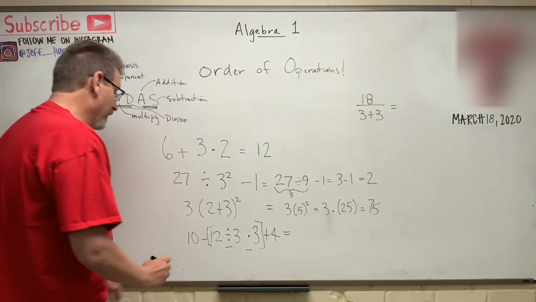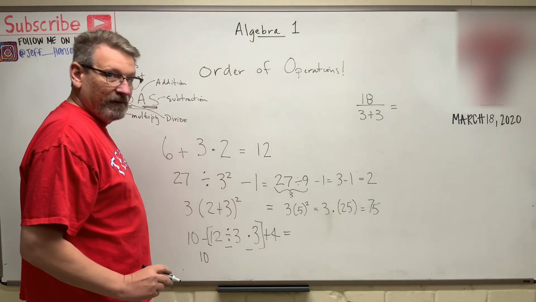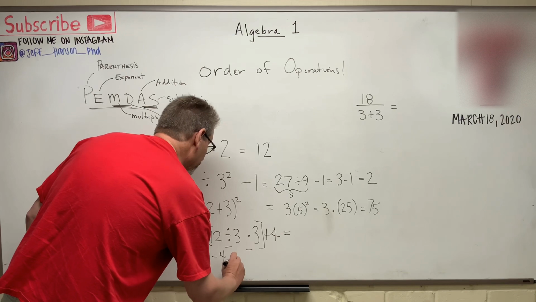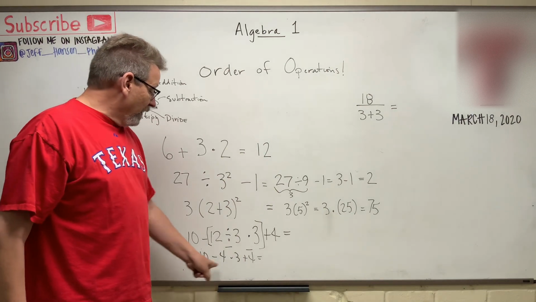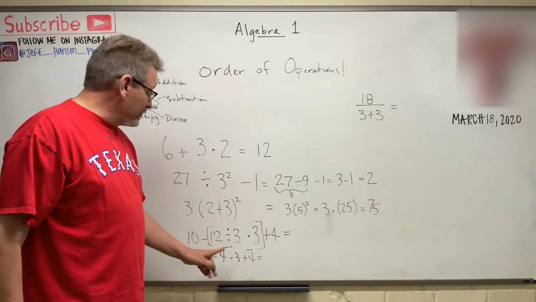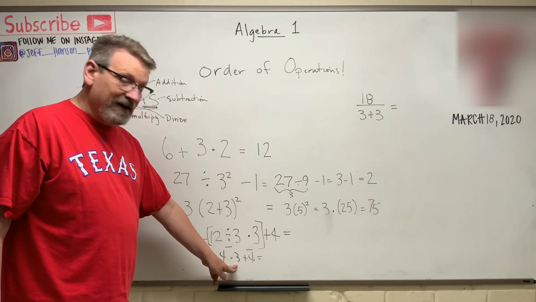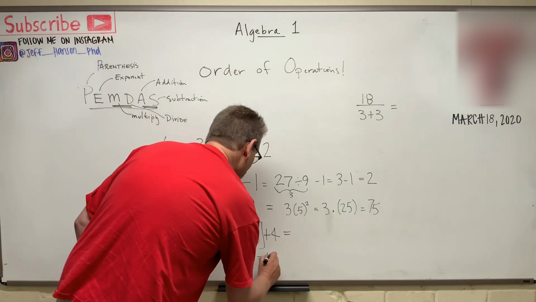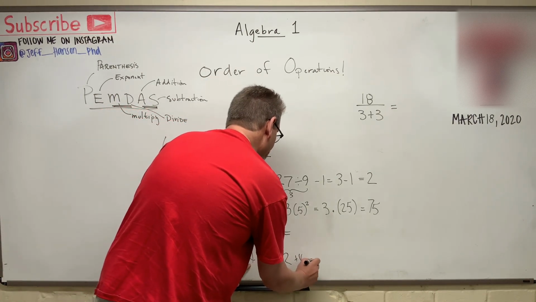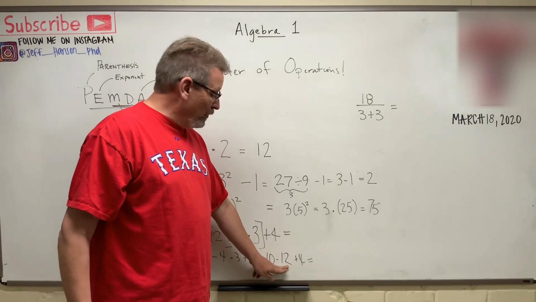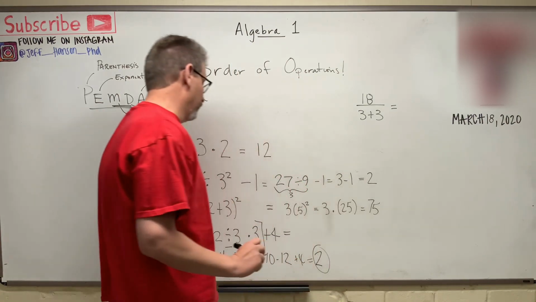So, here we go. 10 minus 12 divided by 3. How much is 12 divided by 3? It's 4, right? So minus 4 times 3 plus 4. I'm just doing left to right. So I did that operation first. Now I'm doing this operation. So that would be 10 minus 12, and then plus the 4. And 10 minus 12 is negative 2, plus 4 more is positive 2, isn't it? And that would be your answer for that guy.